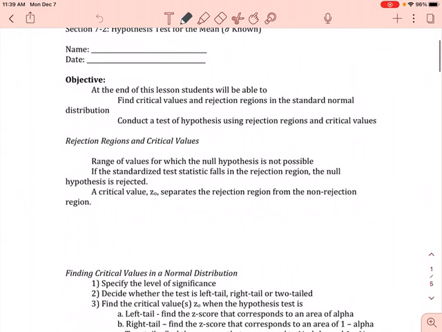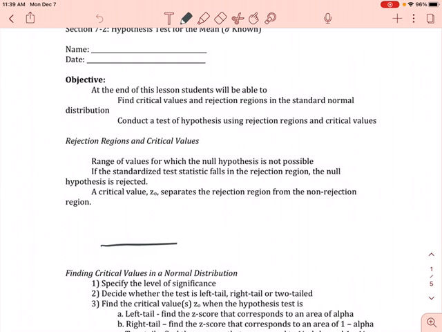Okay, so what exactly is a rejection region? It's a range of values in which the null hypothesis is not possible. So here's your section of your normal curve where the null hypothesis cannot exist. So this is going to help us make our decision. If your test statistic falls in the rejection region, you're going to reject H sub O. If it doesn't, you're going to fail to reject. So the critical value separates the rejection region from the non-rejection region.